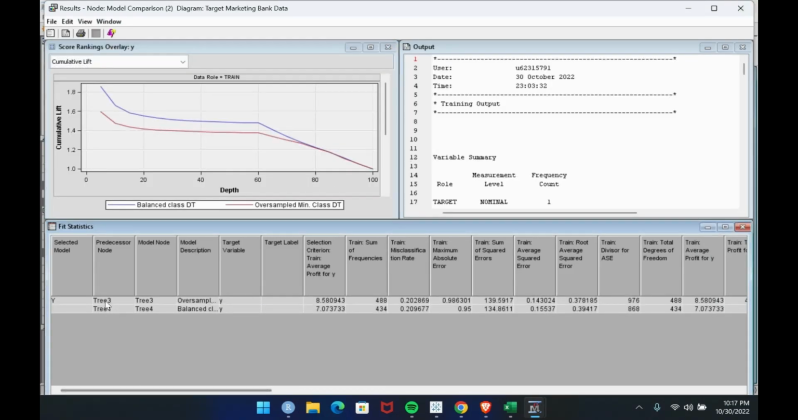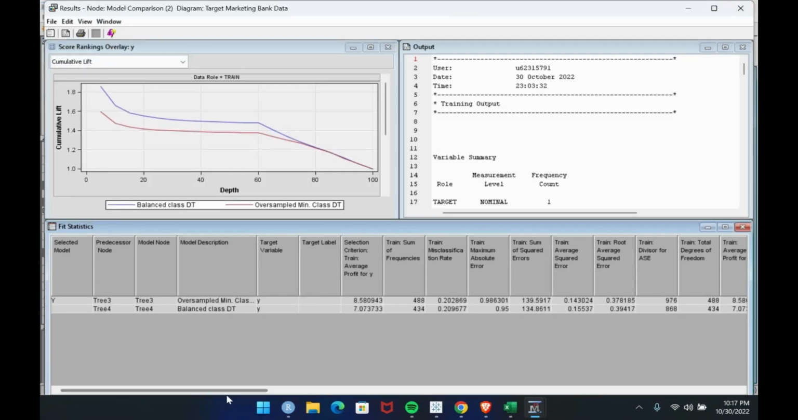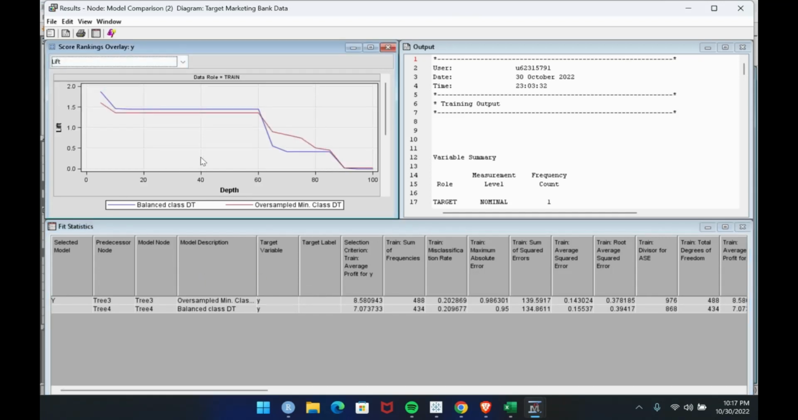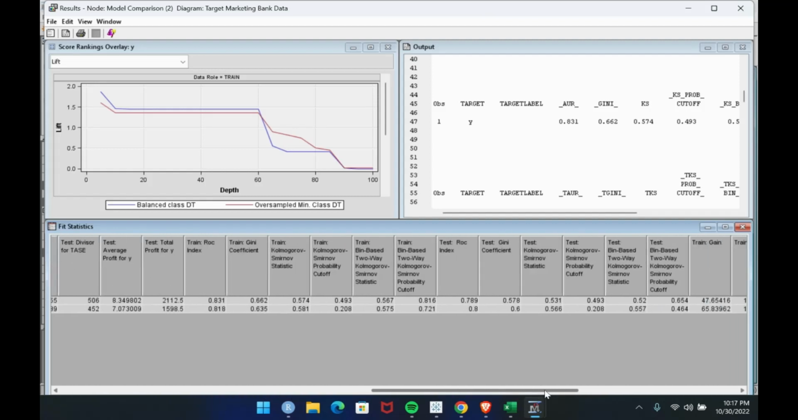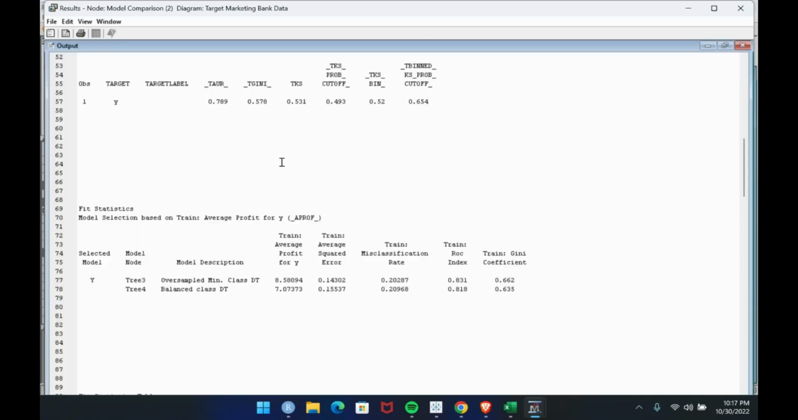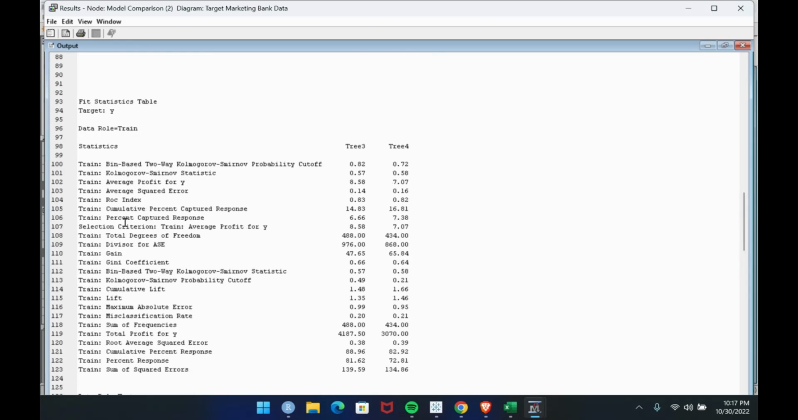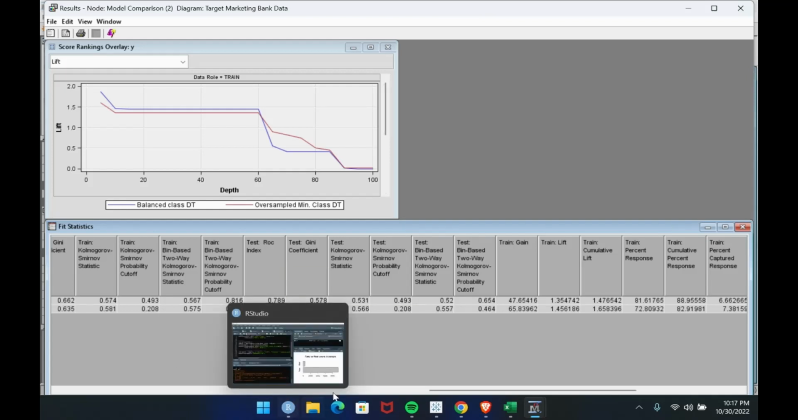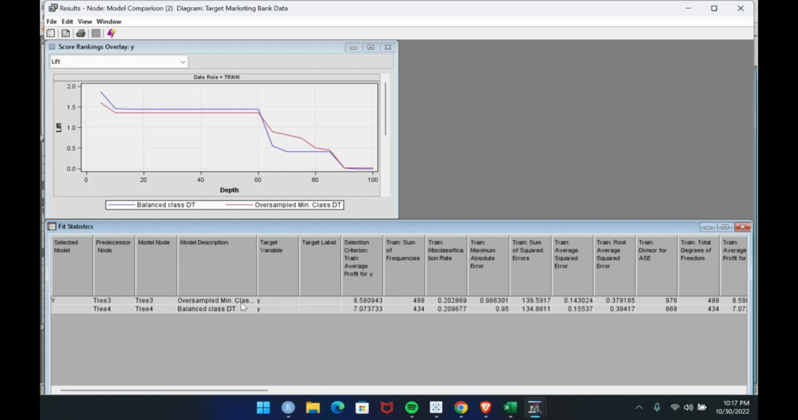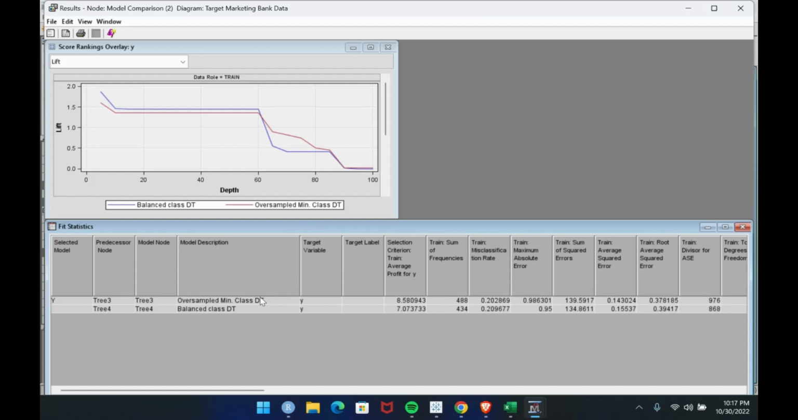There we go. For T3, which is the oversampled one, if we look at the lift curve and look at the profit, let's see how it comes up on the test set. On the test set, if we see the total profit on Y, for T3 we have 2112, T3 being our oversampled minority class decision tree. In this way, we can come up with a better model based on the business objective.